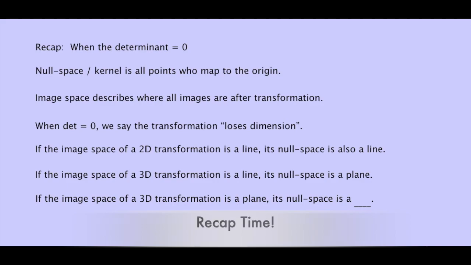Let's just recap some things we've seen so far in this video. All of the things we've talked about today apply when the determinant is equal to 0. The null space, or kernel, is the set of all points who map to the origin. The image space describes where all images end up after multiplication by a transformation matrix. When the determinant equals 0, we say that a transformation loses dimension. Here's an example. If all of 2D space maps to a line, which is a one-dimensional object, we've gone from 2 dimensions to 1 dimension, and 1 dimension has been lost.